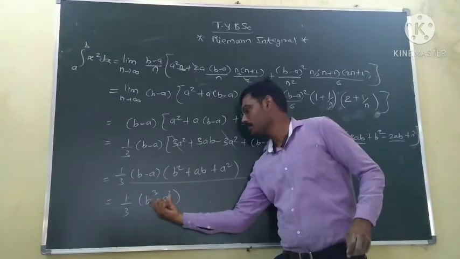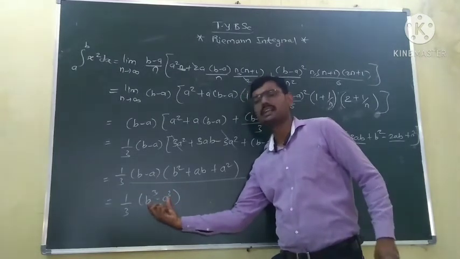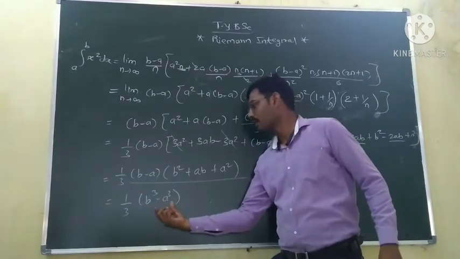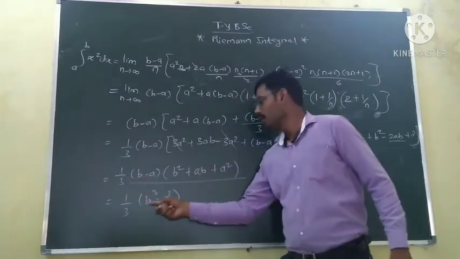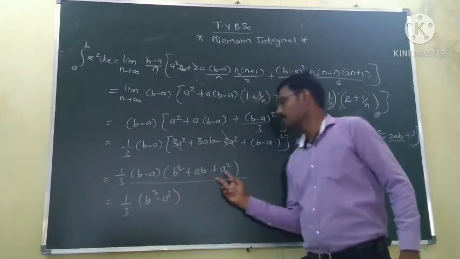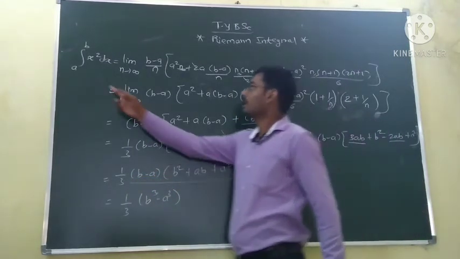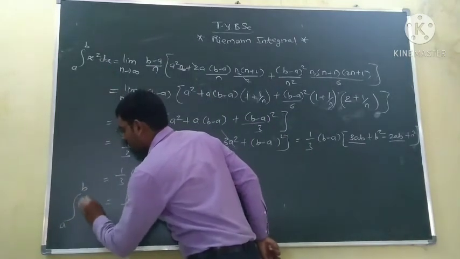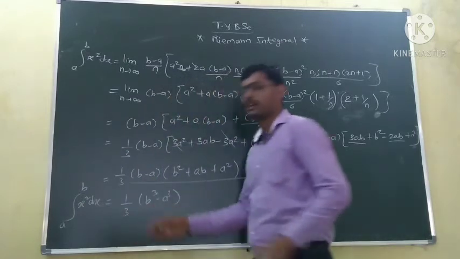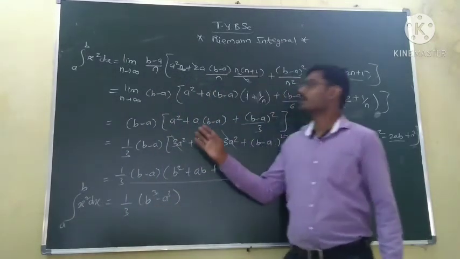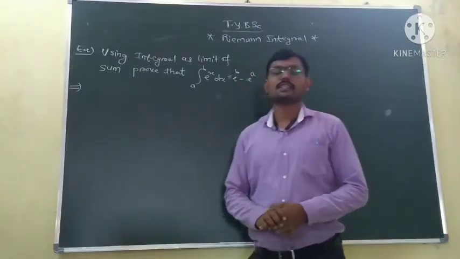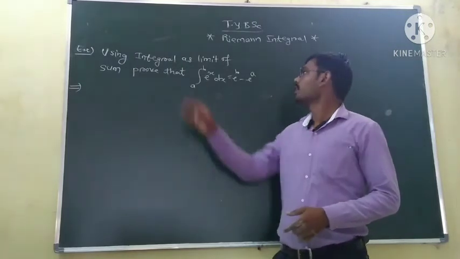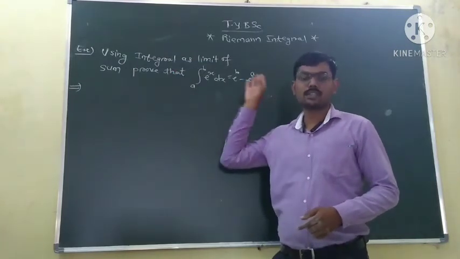If you multiply, you will get b cube minus a cube, because b cube minus a cube we already know, the standard formula is b minus a into b square plus ab plus a square. So the integration of a to b of the function x square is equal to 1 by 3 into b cube minus a cube. Okay. So next example, based on integral as a limit of sum.